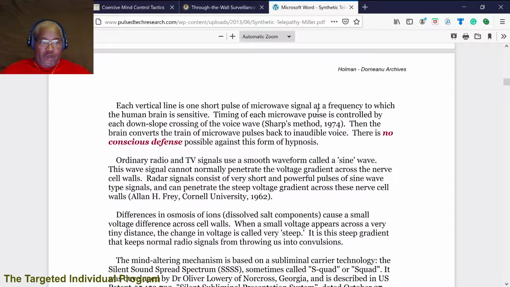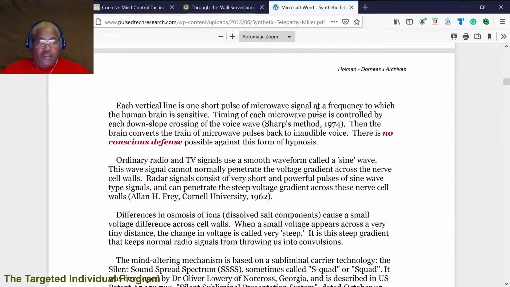Timing of each microwave pulse is controlled by each downslope crossing of the voice wave. Sharp method, 1974. When the brain converts the train of microwave pulses back to inaudible voices, there is no conscious defense possible against this form of hypnosis. So this is what silent sound does. Basically, use it for mind control, could place you under mind control, hypnotize you, then make you do whatever they want you to do.